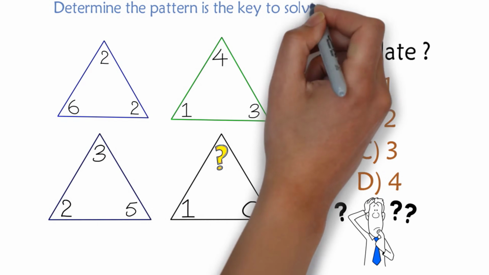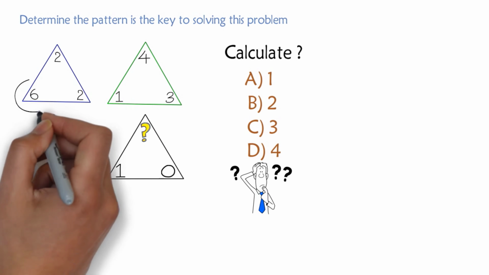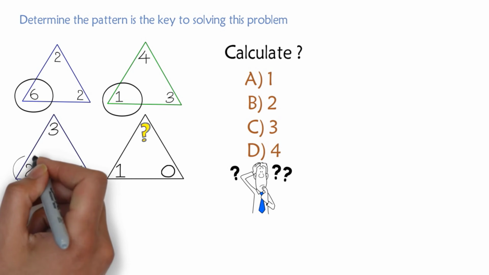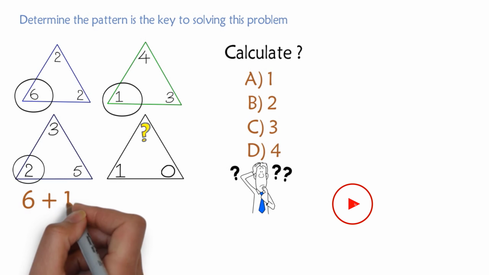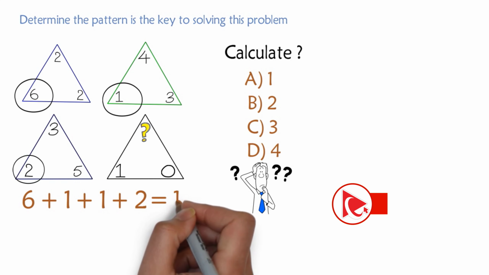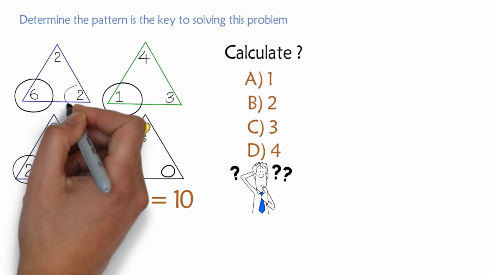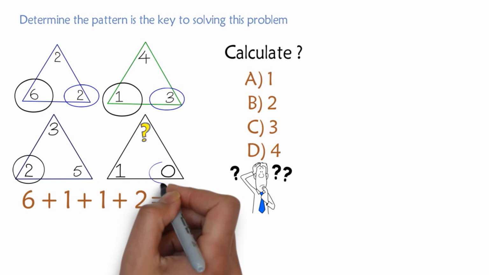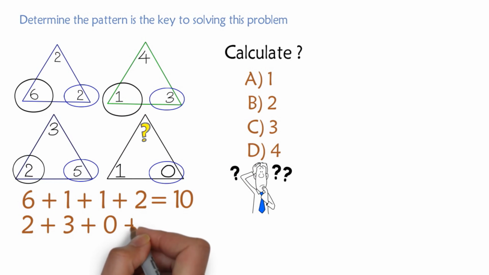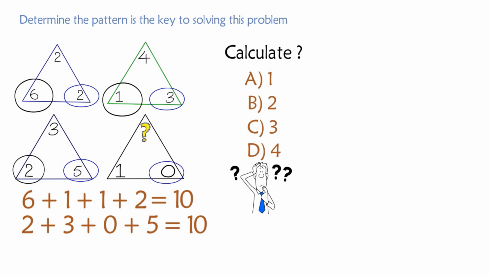Determining the pattern is the key to solving this challenge. For example, if you add up the numbers in the lower left corners, 6 plus 1 plus 1 plus 2 in all triangles, you will get to the sum of 10. Same thing happens when you add up the numbers in the bottom right corners of the same triangles. 2 plus 3 plus 0 plus 5 also equals 10. So the same logic can be applied to the upper right corners of the triangles.